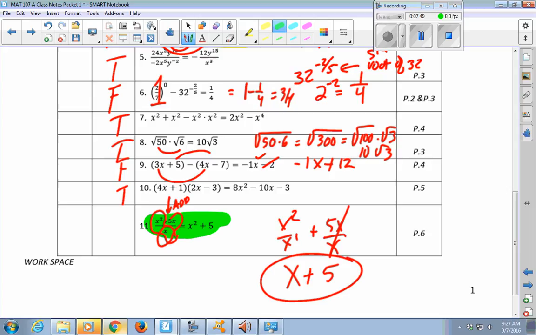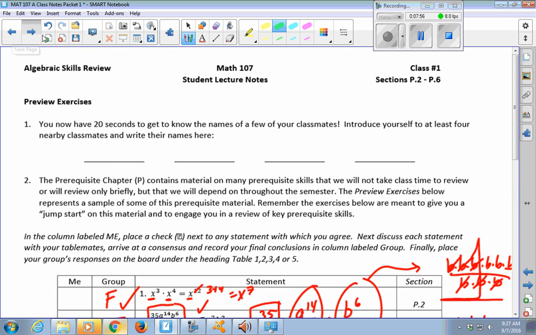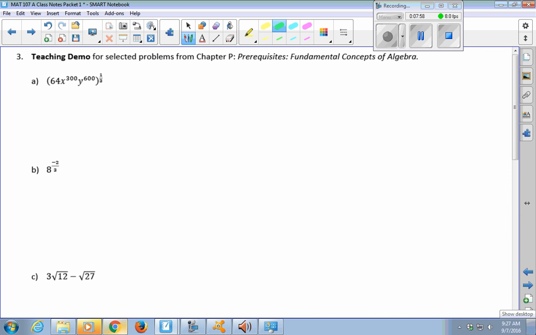Okay. All right, so let's do the demo. You all did a great job. You worked hard on that. And the demo is going to involve some of the same things that you did, but I'm going to give you a little more explanation. And notice that the first problem deals with exponents. And you have to have the properties of exponents down.